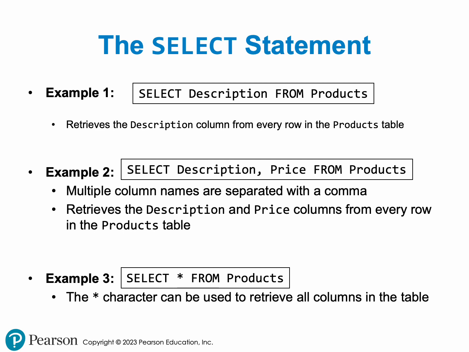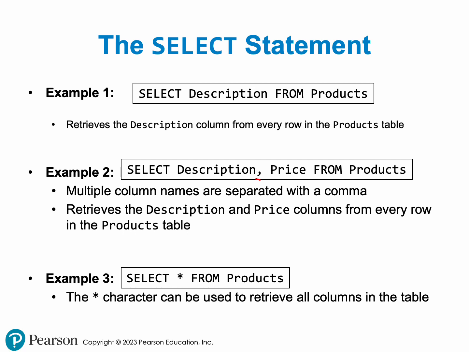Here's an example of that. In this first example, we are selecting the column description from products, and the statement will give us all of the values that are under the description column from every single row inside of our products table. Now here we are retrieving description and price from products, so we're retrieving two values. If you want to retrieve two or more values, you have to separate the columns by a comma.